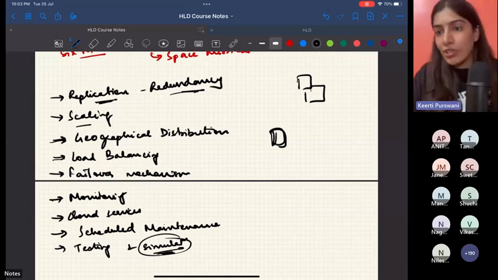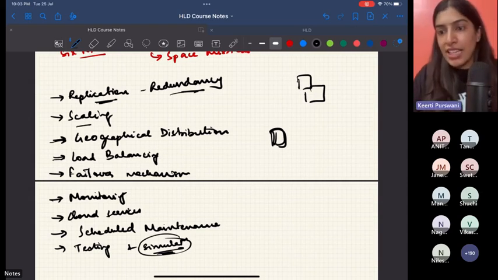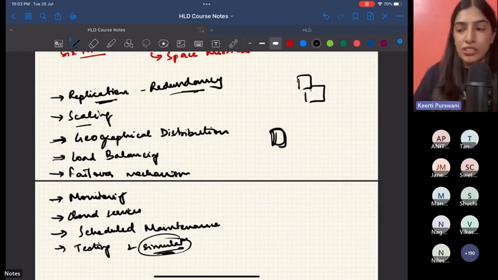I'm going through the chat once to make sure I answer all the questions. I was getting one question, I just read it in between, about replication and scaling being the same. We will discuss it when we do horizontal and vertical scaling in databases.